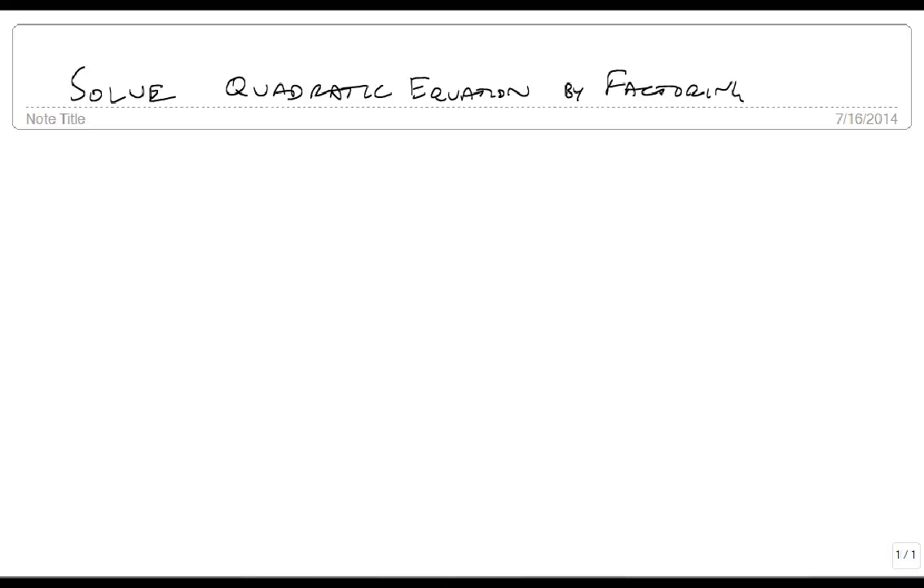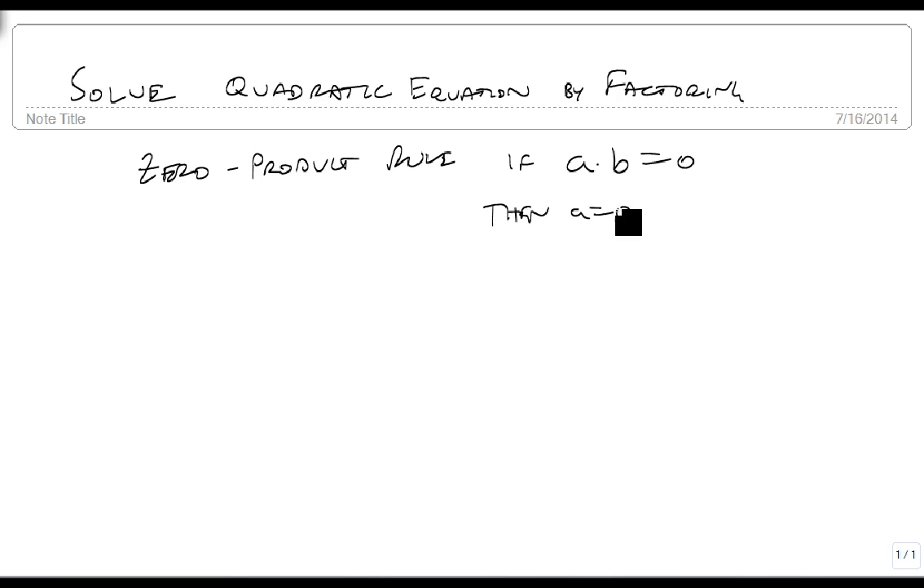We are now going to solve a quadratic equation by factoring. The way we're going to do this is by using the zero product rule. The zero product rule says when we have two numbers, a times b equals 0, then a equals 0 or b equals 0. So anything that makes a 0 or b 0 will make the whole thing true.